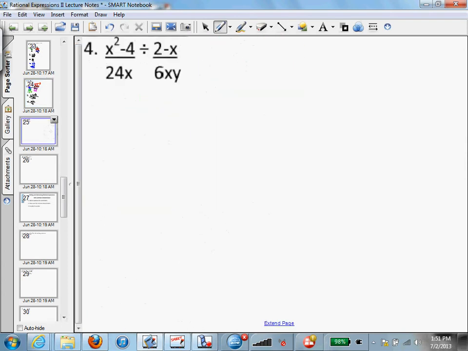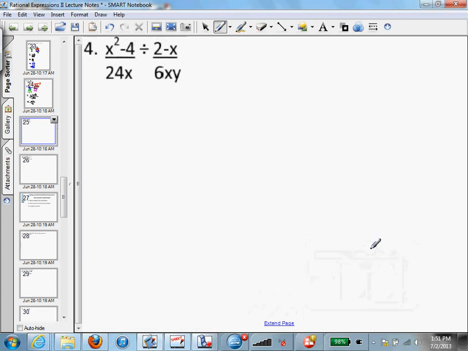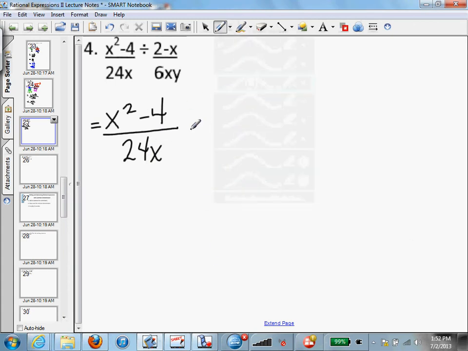Okay, looking at number 4. Let's first rewrite the first fraction that appears, x squared minus 4 over 24x. Now let's do our different rules of multiplying by the reciprocal and having 6xy over 2 minus x.